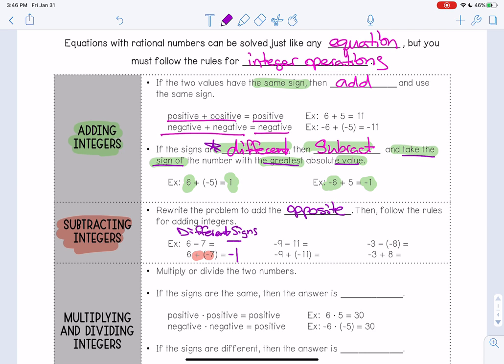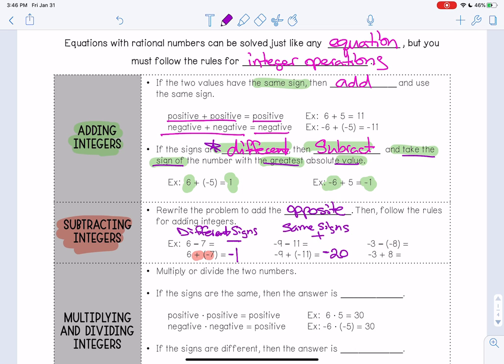In the next example, we have negative 9 minus 11. So we're going to add the opposite, so it's going to be negative 9 plus negative 11. They have same signs, and in the same signs, it says to add them together, and you keep the same sign that they have. So they're both negative, so we're going to add them together, and then since they're negative, the answer is going to be negative.